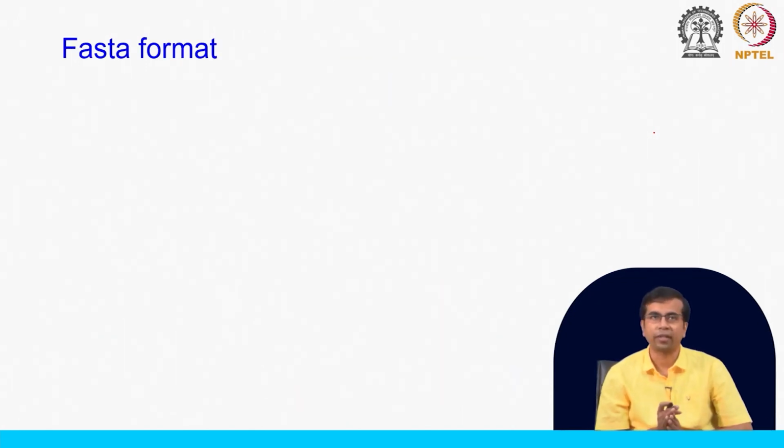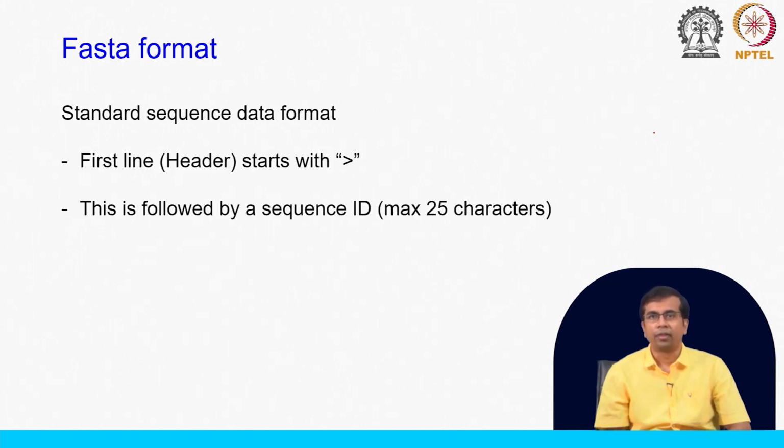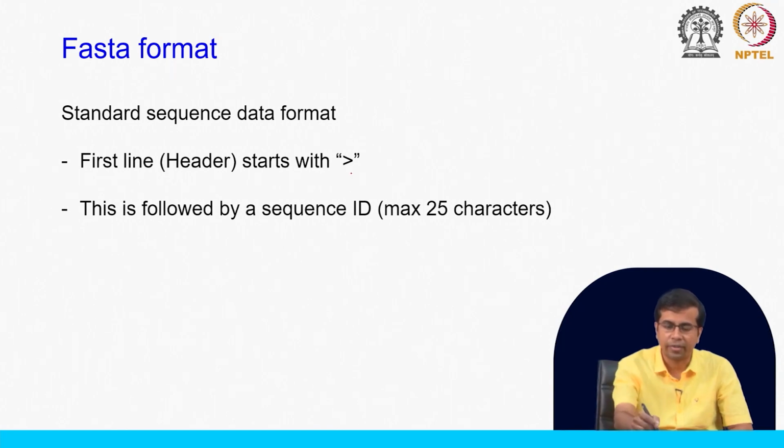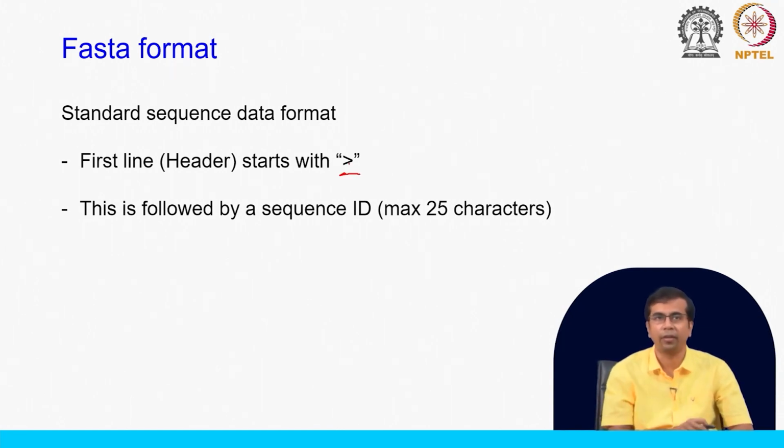The first one is FASTA format. Many of you might be familiar with the FASTA format, what it is. This is a standard sequence data format. We use it for storing DNA data as well as protein data. You probably have seen it, but I want to just make sure that everyone is on the same page. In FASTA format, the header, the first line, starts with a greater than sign. This is something you will notice, and we will see an example in the next slide. This greater than sign is followed by a sequence ID, which usually has a maximum of 25 characters.